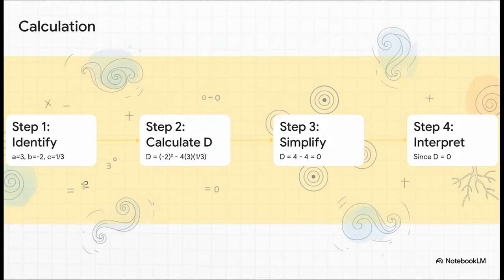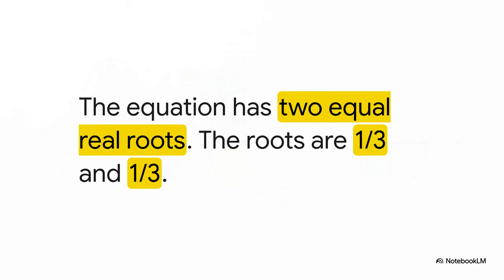Our a is 3, b is negative 2, and c is 1/3. We calculate the discriminant. D equals negative 2 squared minus 4 times 3 times 1/3. Let's see. That simplifies to 4 minus 4, which gives us a big ol' 0. A discriminant of 0 means we're on that second path. It tells us that this equation has two real roots, but they are exactly the same.